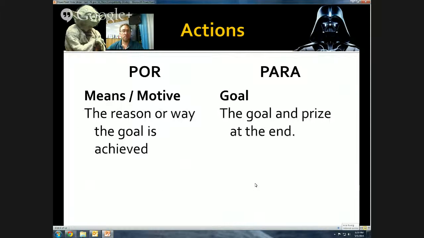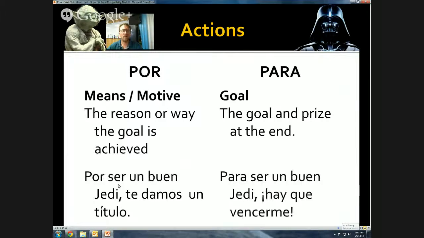Actions. Means and motive versus a goal. So there might be the reason or a way the goal is achieved versus the goal and prize at the end. Look at this example. Por ser un buen Jedi, te damos un título. Ah, qué bien, un título de los Jedi. Versus, para ser un buen Jedi, hay que vencerme.